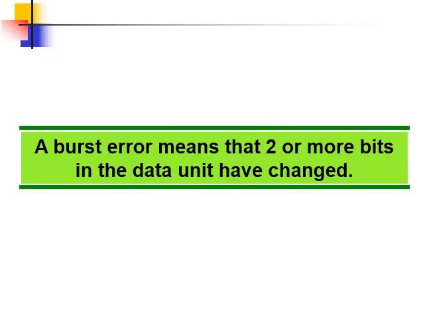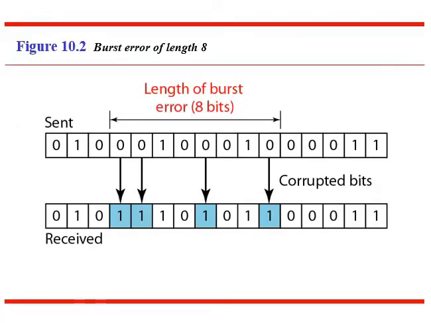Another type of error is a burst error, which means 2 or more bits have been changed in the data. So the example is, we have sent this information and many bits, that is more than 2 bits, have been corrupted or changed. This is called burst errors. So these are the two examples of single bit error and burst errors.